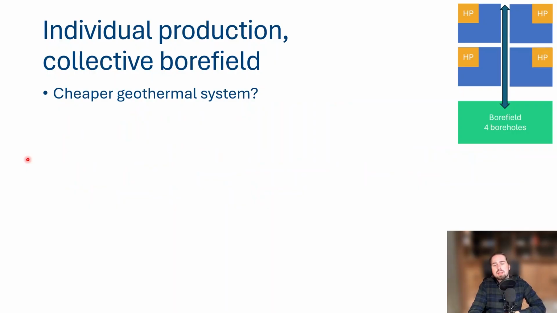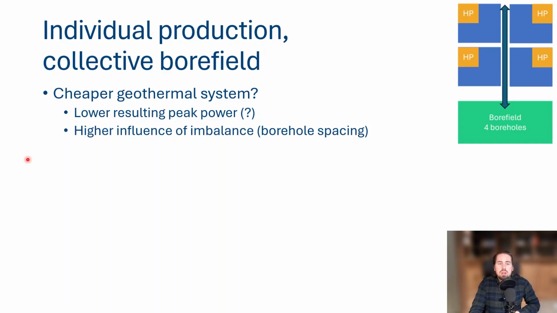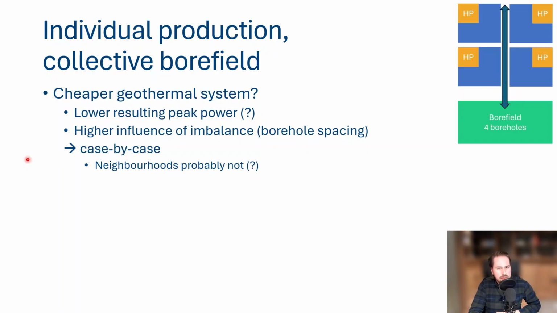So in general, will this give us a cheaper geothermal system? Well, we have the advantage of having a lower resulting peak power, but it's not sure. I would say that it's almost the same as in our last case. We have a higher influence of imbalance because we have this lower borehole spacing. So also here we need to look at it case by case. Again, for neighborhoods, it's probably not cheaper to go for a collective system. And for apartments, probably.